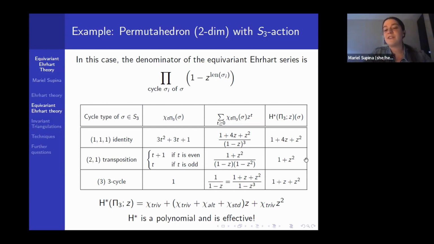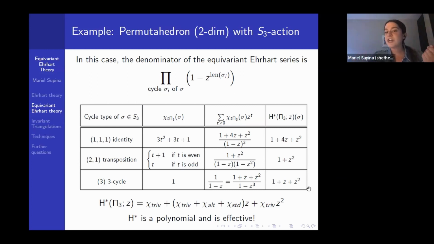And so the numerator is what the H star series should evaluate to when you evaluate it at a transposition. And finally, for the bottom row, we have 3 cycles, and that's just going to be the Ehrhart polynomial series of this point. That was what you get when you take the fixed polytope of the 3-cycle.